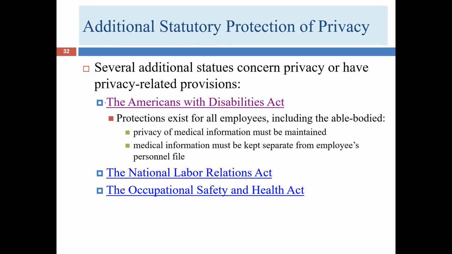And so medical information cannot be kept in the same file as the other parts of the personnel file. So in theory, each employee should have two files, a medical personnel file and a regular personnel file. And if these are electronic files, they have to also be segregated in the electronic world. And so this is a requirement. If there is commingling, even if there is no other violation of the Americans with Disabilities Act, that is a serious issue and can result in fines for the employer.